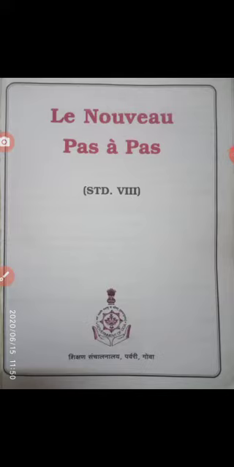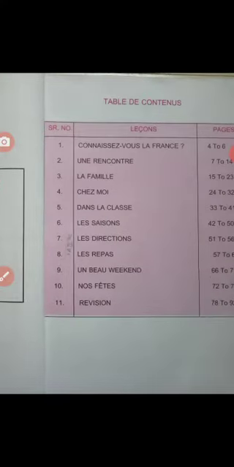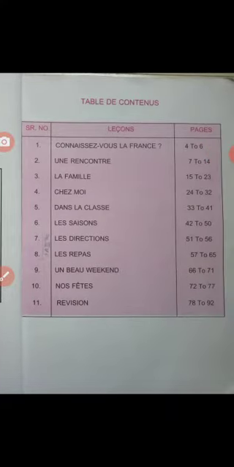Today, being your first class in 8th standard French, this is your book that you're looking at, Le Nouveau Pas à Pas. This book is going to be a companion for this year. As we get started, please take a look at it. This is what your front page is going to look like, not the cover page, the first page of your book. This is your table de contenu, your table of contents.